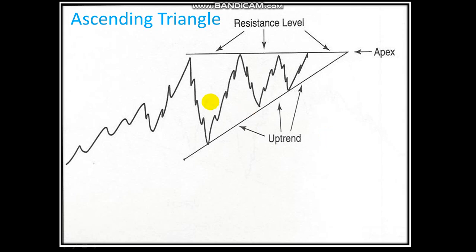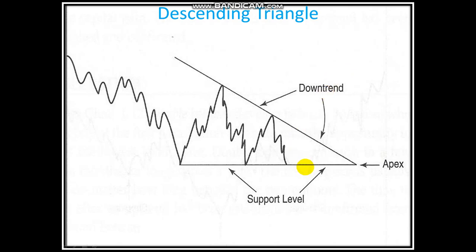Ascending triangle, you have your main resistance level up here, and you have your uptrend formed. Now you're looking at this point also to see if your breakout is going to continue or it can break down, but usually ascending triangles, you're going to go up to the upside. It's a bullish pattern.